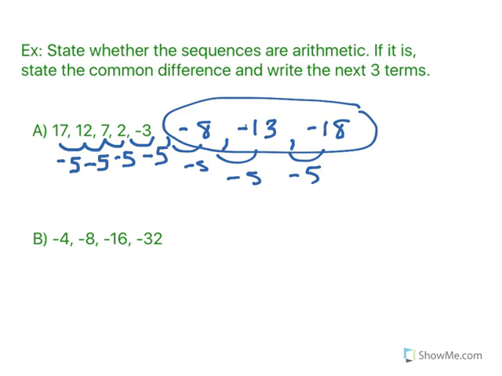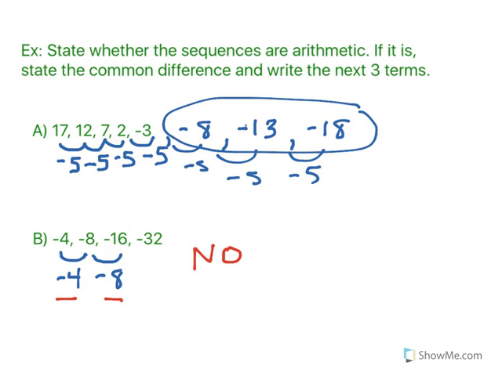Okay, so let's do the same thing for B. First we have to see if it's arithmetic or not. So from negative 4 to negative 8, looks like I'm going down 4. From negative 8 to negative 16, it looks like I'm going down 8. Uh-oh, right away I already see that there's not a common pattern. So I can stop right there and I can say, no, it's not. And because it's not, there's no three terms that I have to write.